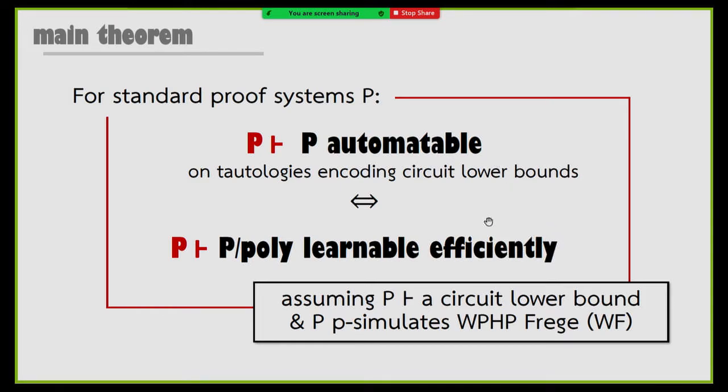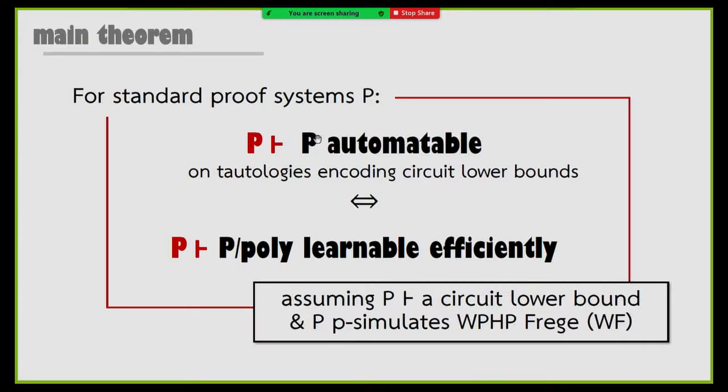And this equivalence holds under the assumption that the proof system P is sufficiently strong in the sense that it proves some circuit lower bound, and it simulates so-called weak pigeonhole principle Frege system, WF. I will explain what this means in a moment. Let me just mention that this theorem differs from the ideal version of the equivalence in three main points. Firstly, we need to restrict the notion of automatability so that we consider automatability only on tautologies encoding circuit lower bounds.